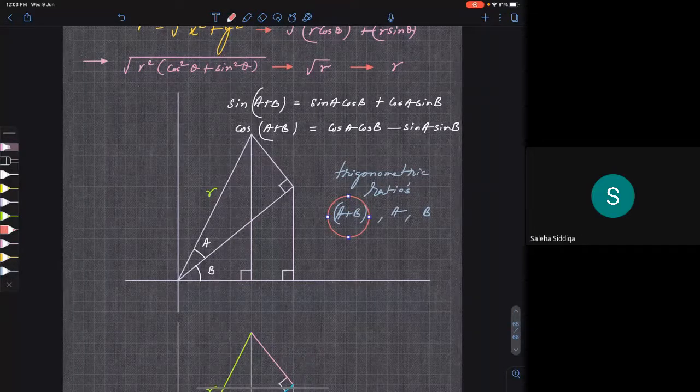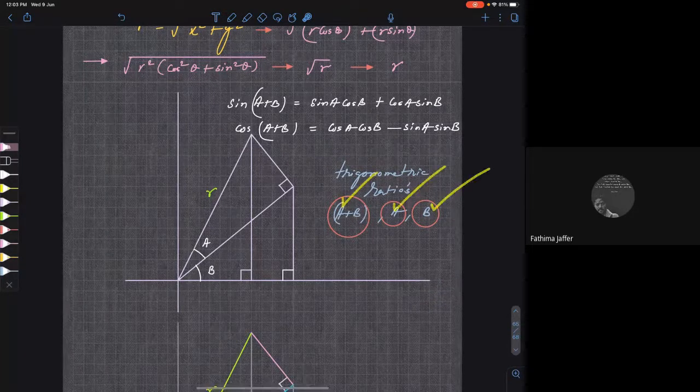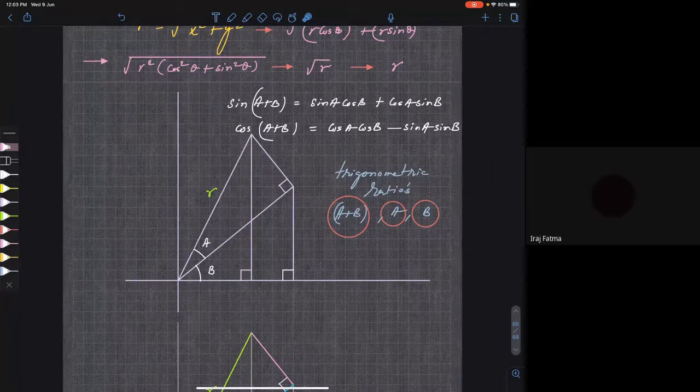Yes, sir. So in this formula, see, here you have trigonometric ratios of angle A plus B. Here you have trigonometric ratios of angle A, and here you have trigonometric ratios of angle B. That means you need a right angle triangle with angle A plus B, you need a right angle triangle with angle A, and you need a right angle triangle with angle B. Do you agree? Yes, sir. Clear? Fine.